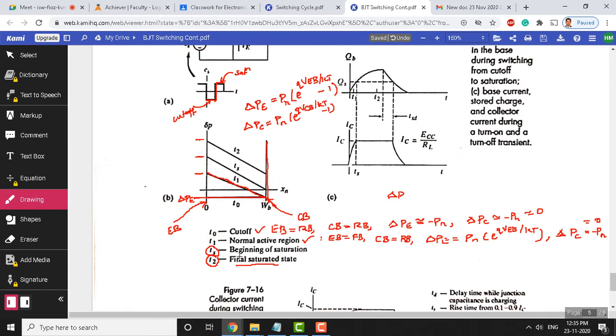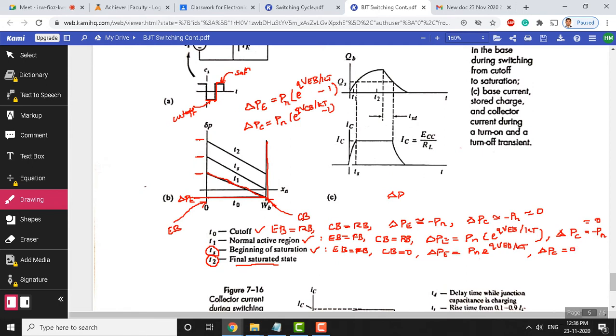Next, the beginning of saturation. We have seen that at the beginning of saturation the emitter base junction is forward biased, I am sorry for that, forward biased, and the collector base junction voltage is 0. So, we have seen that delta P E is equal to P n times e to the power of q V E B by k T, same equation once again, but delta P C is equal to 0.